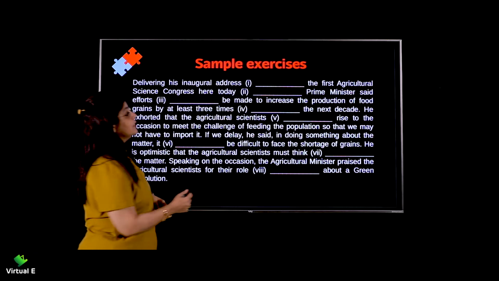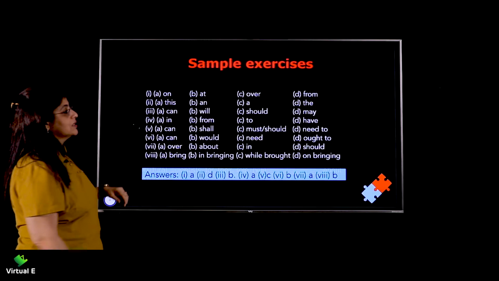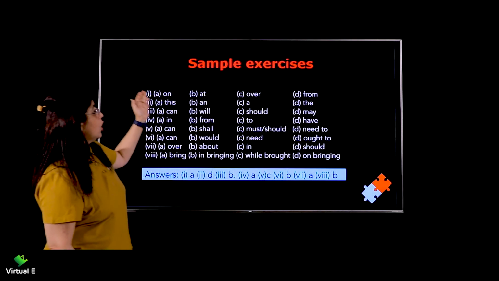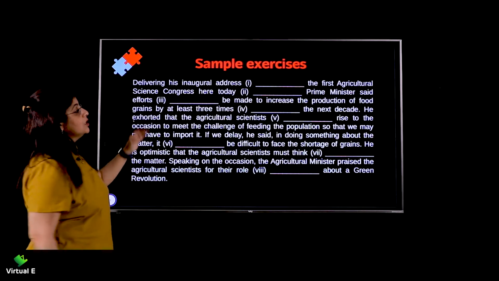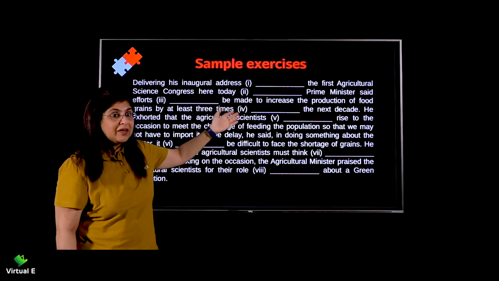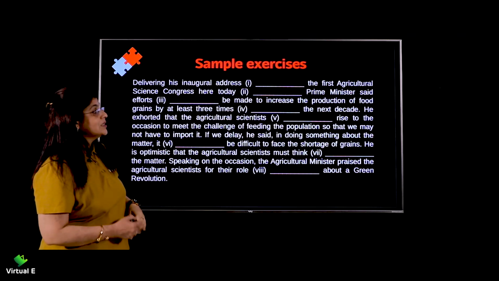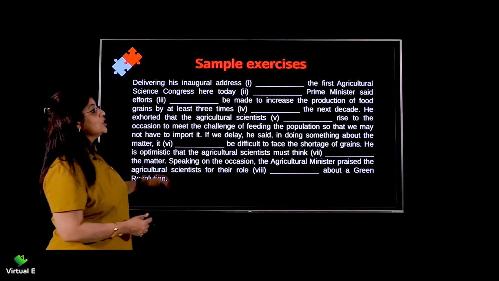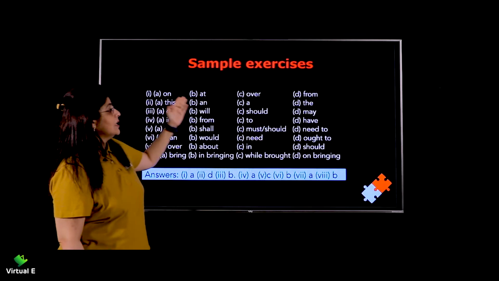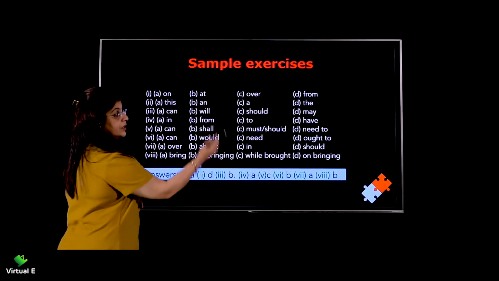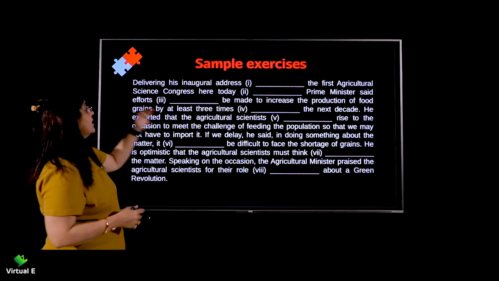Delivering his inaugural address, dash the first Agricultural Science Congress. So what do you think? On, at, over or from? Here we will say on. On the first Agricultural Science Congress here today, dash Prime Minister said. Obviously, when you're talking about a particular person, it is the Prime Minister said.